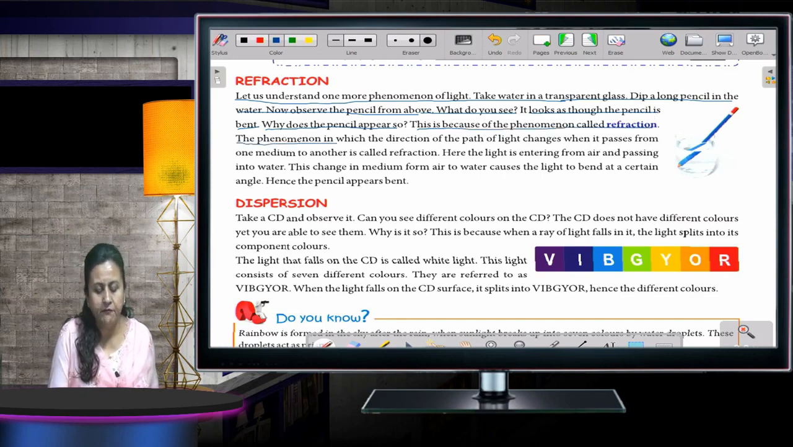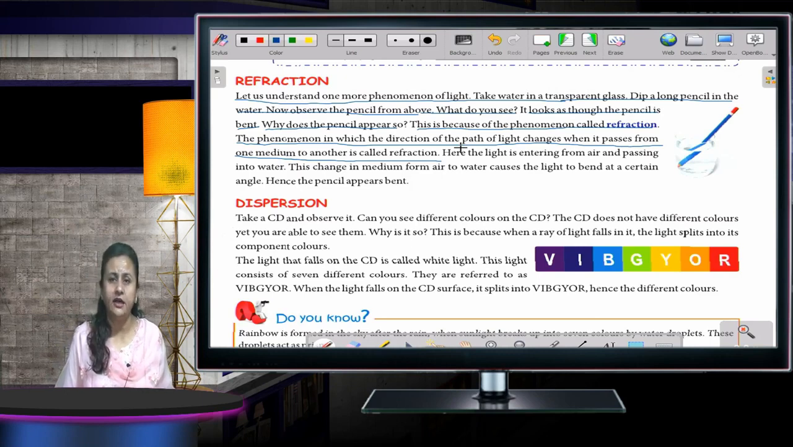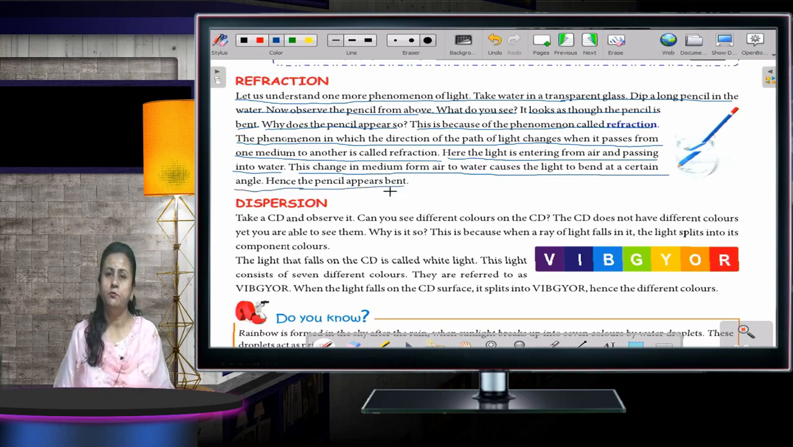The phenomenon in which the direction of the path of the light changes when it passes from one medium to another is called refraction. In case you take a glass and put a pencil in that, you will find the pencil is somewhat bent, and the part which is in the water appears somewhat thicker. The light is entering from air and passing into water. This change in medium from air to water causes the light to bend at a certain angle. Hence, the pencil appears to be bent.